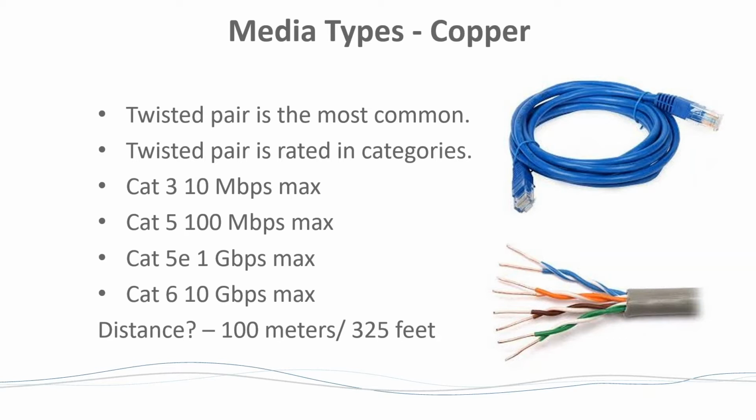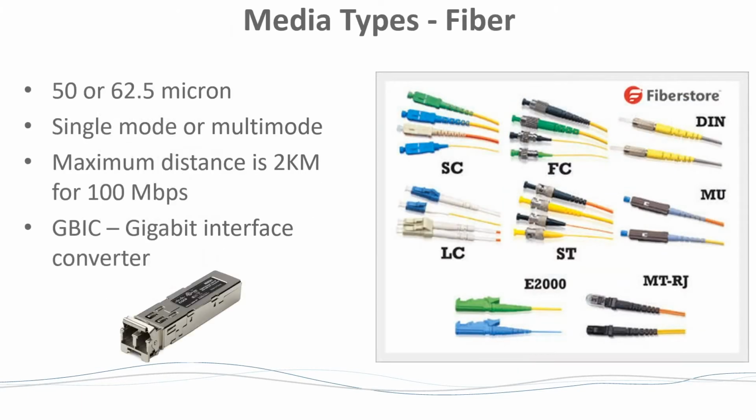The distance is about 100 meters. That's as far as you can go with a single Ethernet cable, and then you've got to put something else in there, a hub, a switch, something to send it another 100 meters. Okay? The next thing is fiber.